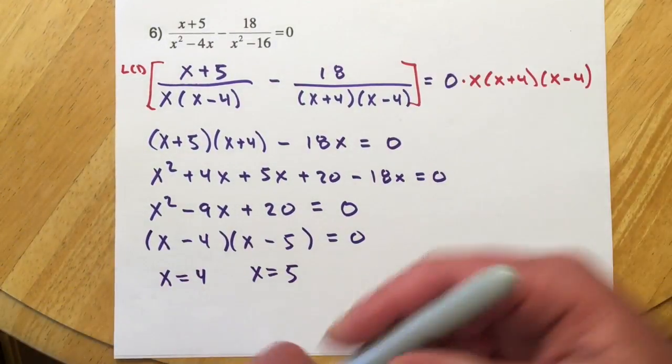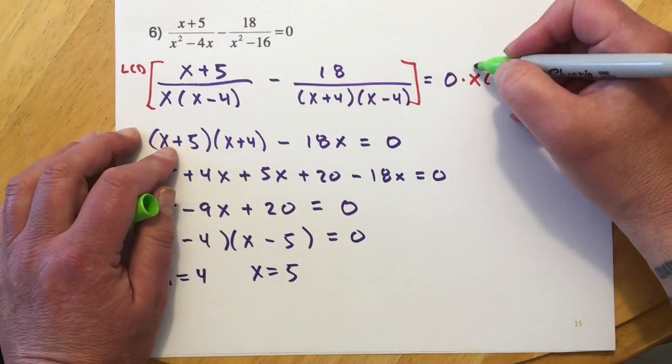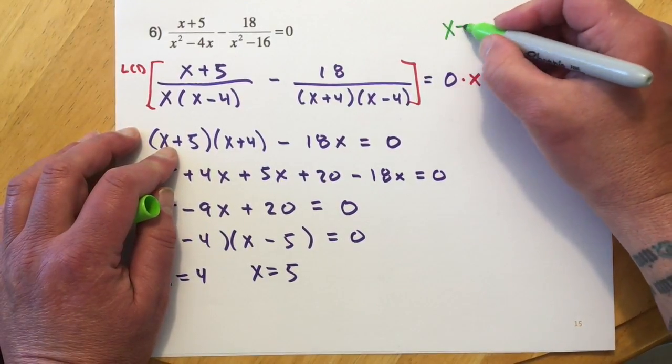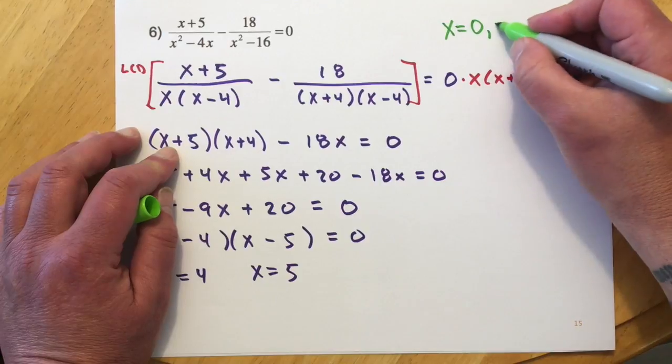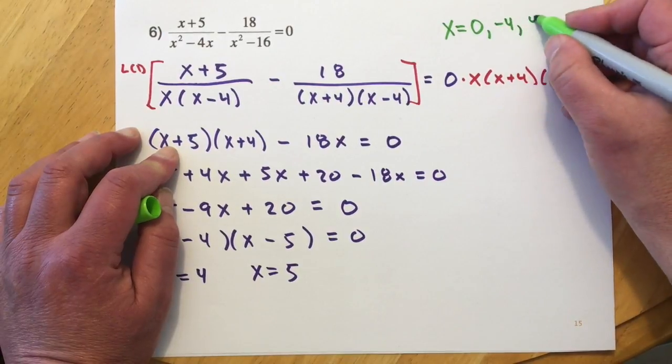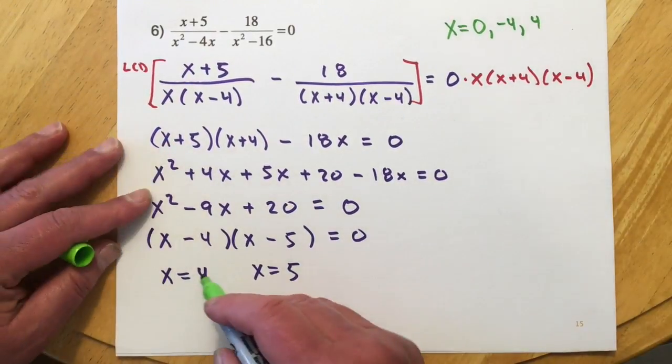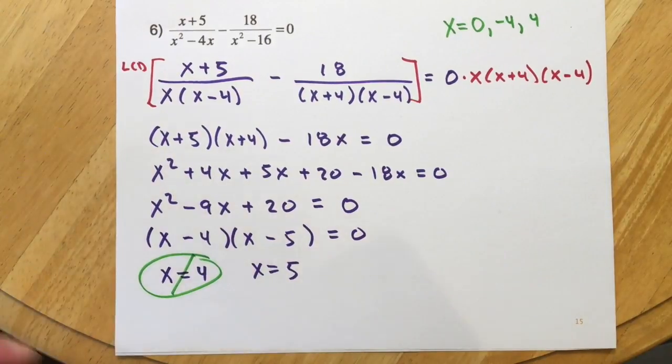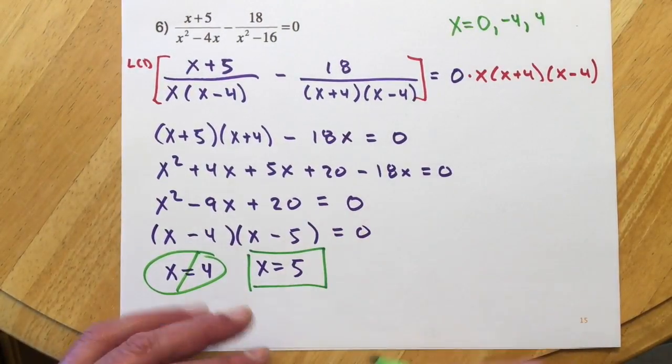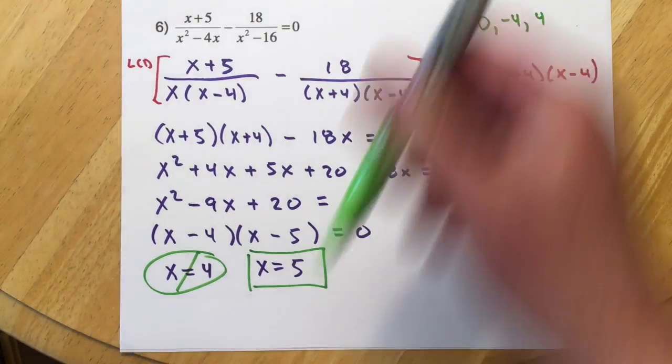Except back here at the start, if we look at the denominator, for an x in front, that means x cannot be 0, negative 4, or positive 4 for this one. And I got 4, so I got to make sure I dump that one. And then that's my legit solution right there.